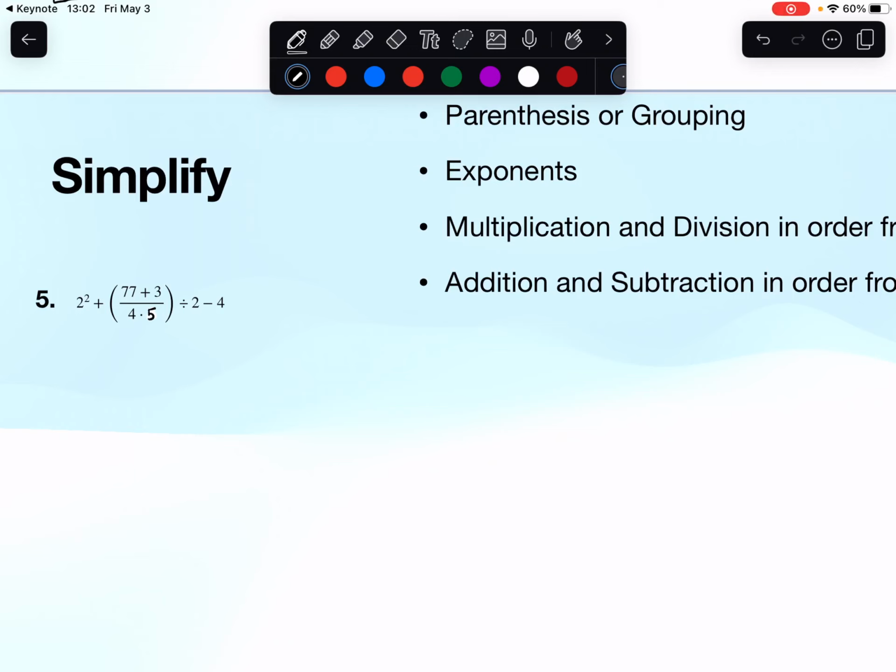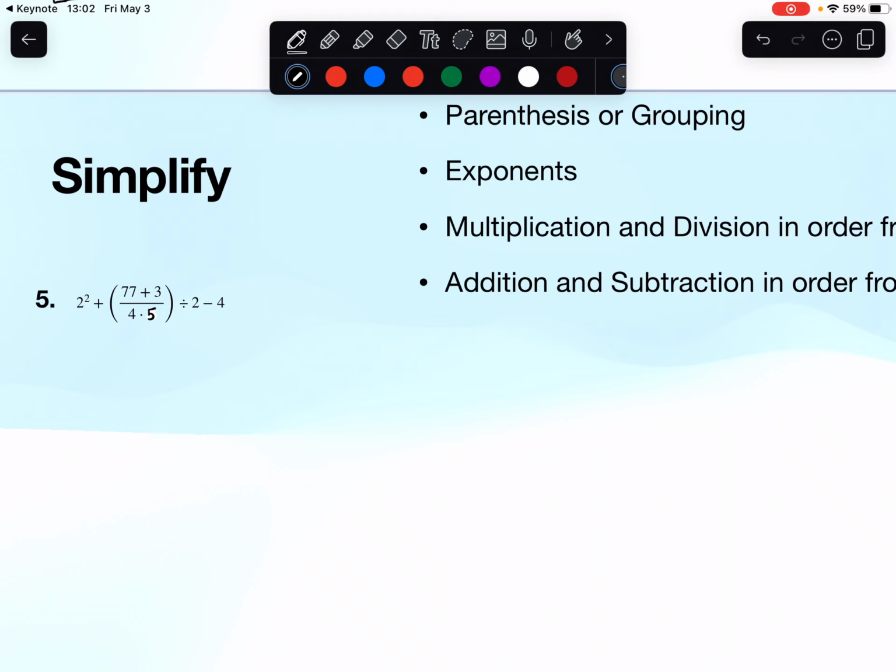All right, this is the second video for the order of operations, just a brief review, so we just have a couple more problems to take a look at here. So we're going to go ahead and look at simplifying this expression here. It says 2 squared plus, and then we got 77 plus 3 divided by 4 times 5, and then that whole thing divided by 2 and then minus 4.